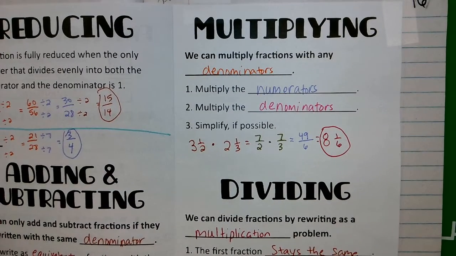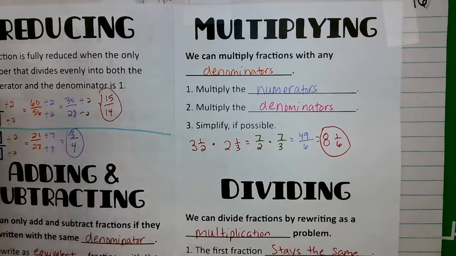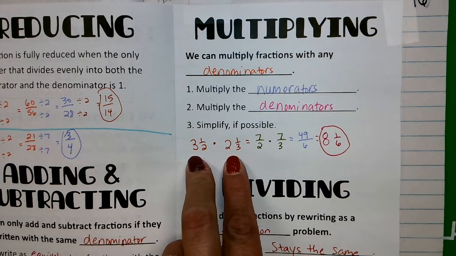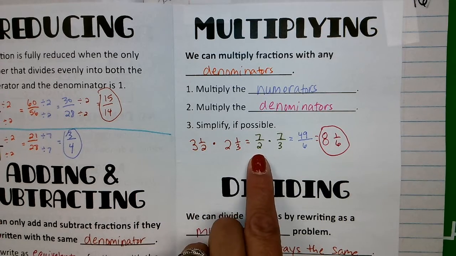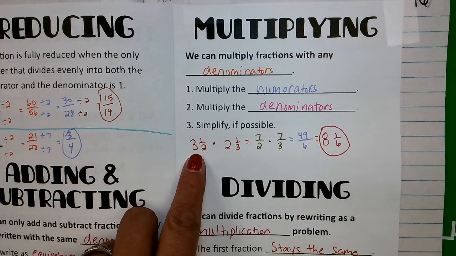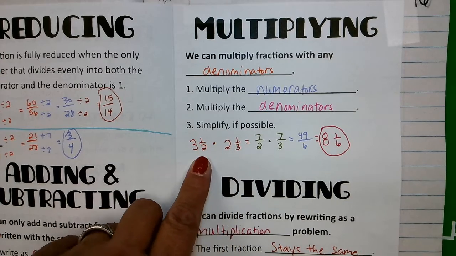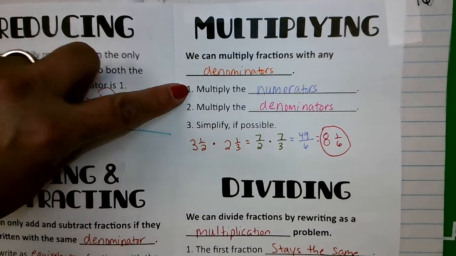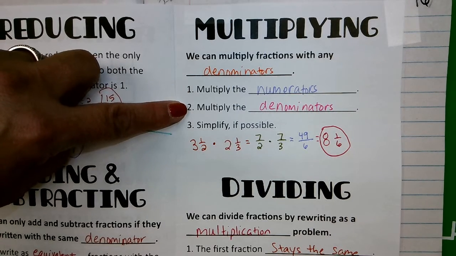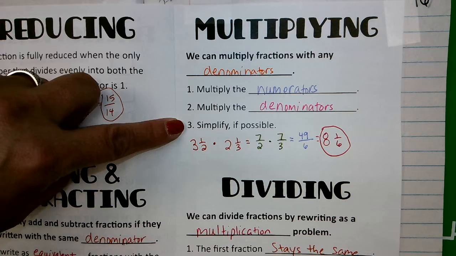Multiplying fractions. We can multiply fractions with any denominators. We do not have to have matching shoes, as a teacher once told me. We do not have to have the same denominators. But you can't multiply them as mixed numbers. They have to be just a numerator and just a denominator. So any mixed number should be changed into an improper fraction first. Then multiply the numerators, multiply the denominators, simplify if possible.